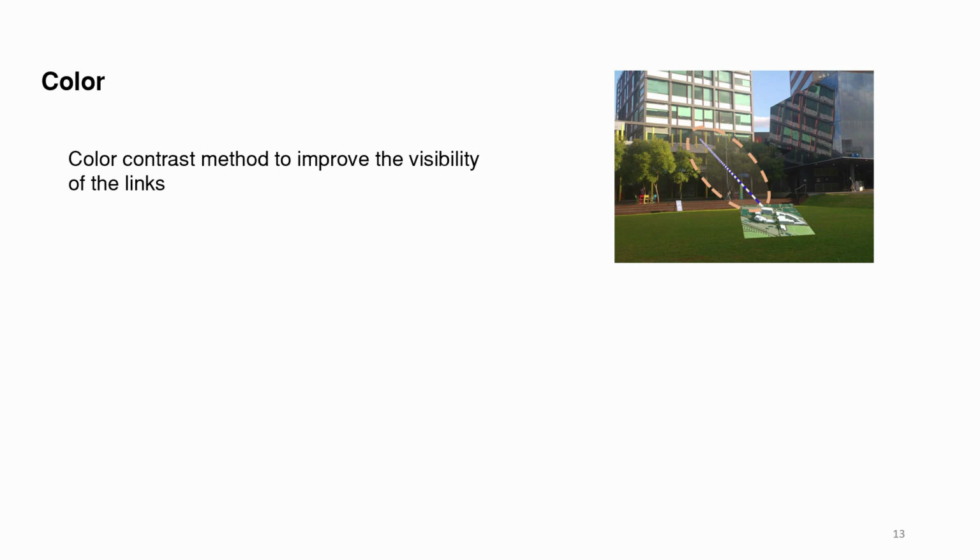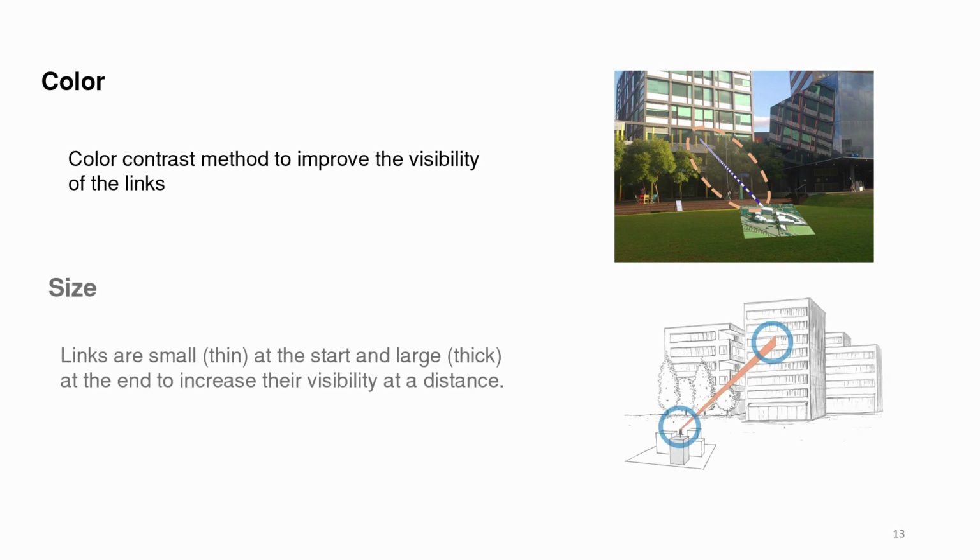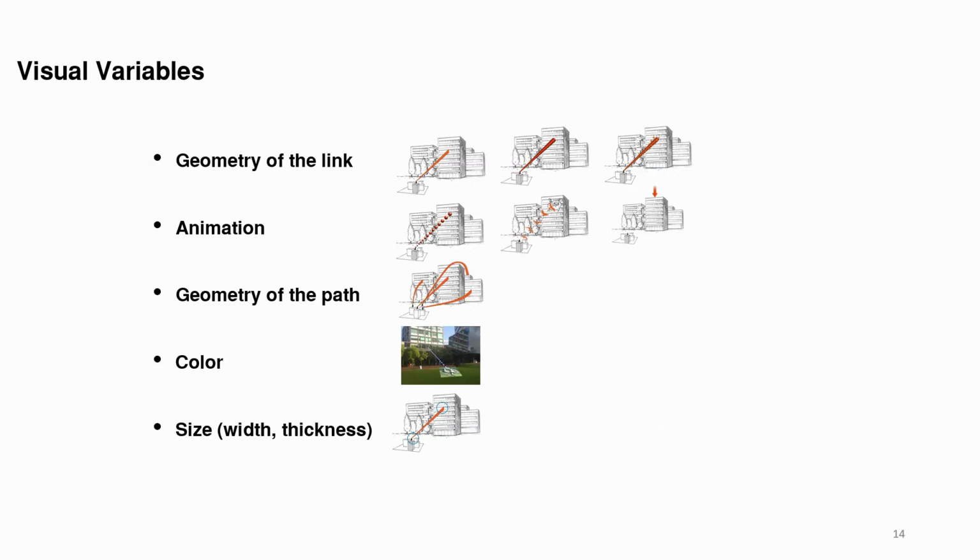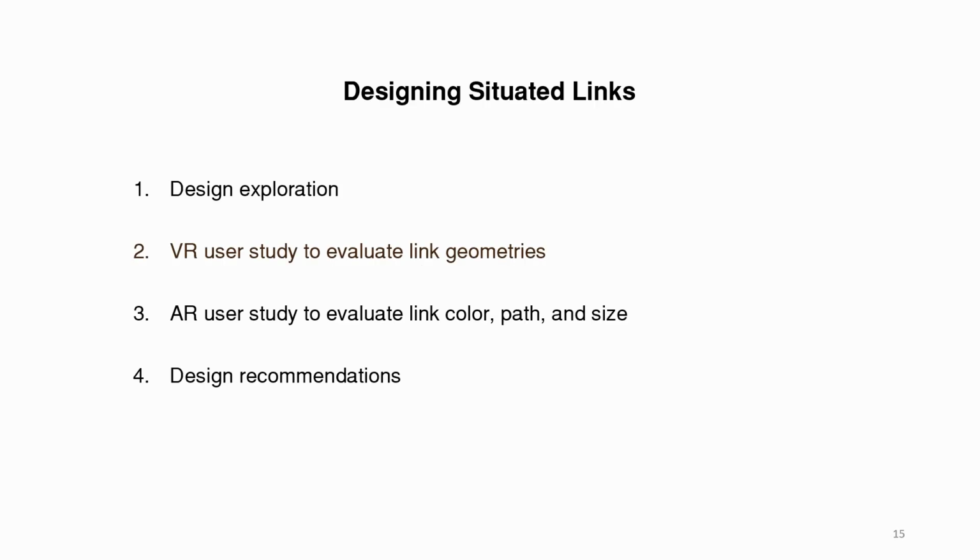Assigning colors to the links based on the background led to links with different colors. The size of the links are small at the start and large at the end to increase their visibility at distance. In summary, our design includes various visual variables, including geometry of the link, animation, geometry of the path, color, and size. And we will assess these variables through user studies.